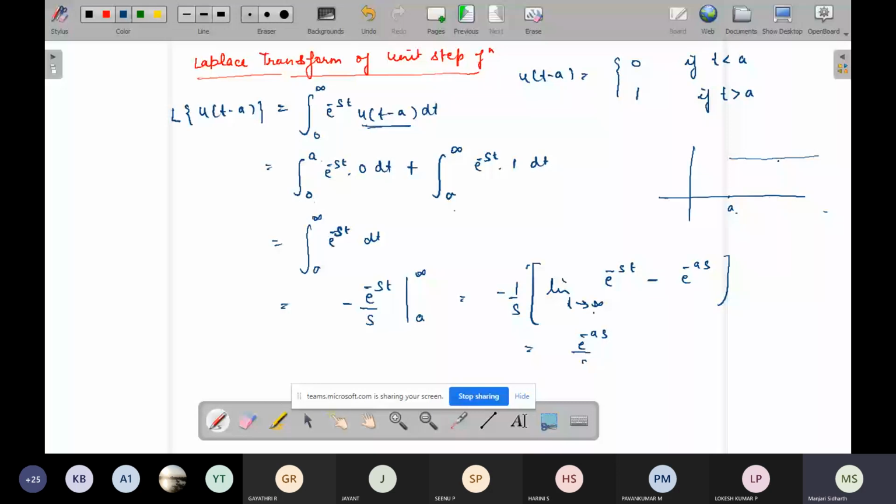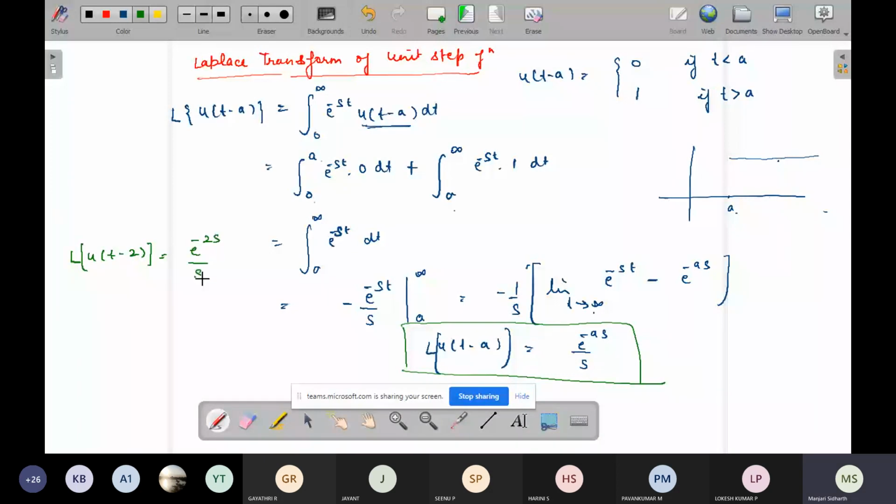The Laplace transformation of u of t minus a is this, and this is very important. Please remember this formula: if you want to find the Laplace transformation of u of t minus 2, directly write e power minus 2s divided by s. That's it.